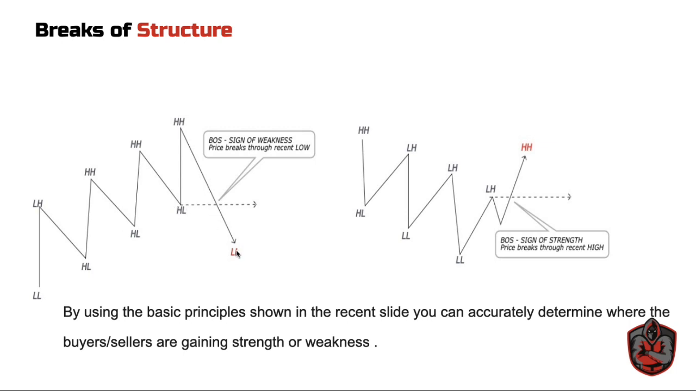When we identify something like this, it shows us that the sellers are now coming into power, potentially signaling to us that the market wants to now shift direction over to the downside. Same thing for a downtrend. When price is creating a series of lower highs and lower lows, and price then breaks above the recently created lower high, that shows us that buyers are now coming into power, potentially shifting the direction of the market.